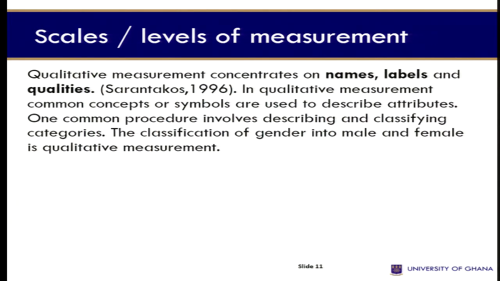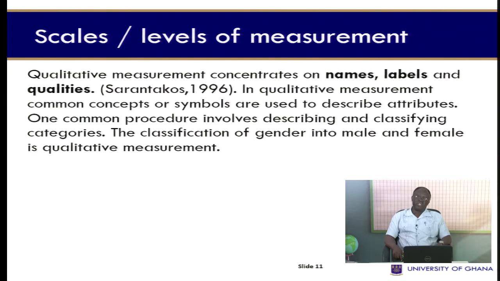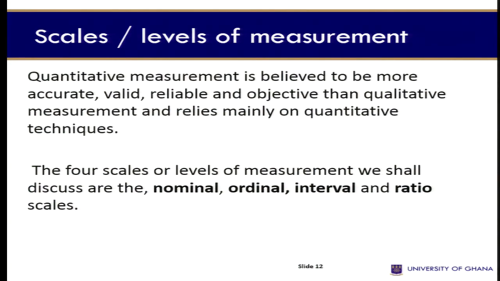Qualitative measurement concentrates on names, labels, and qualities. So in qualitative measurement, common concepts or symbols are used to describe the attributes, and one common procedure involved is describing and classifying categories. The classification of gender into male and female is a qualitative measurement. So these are the 4 scales of measurement: nominal, ordinal, interval, and ratio.